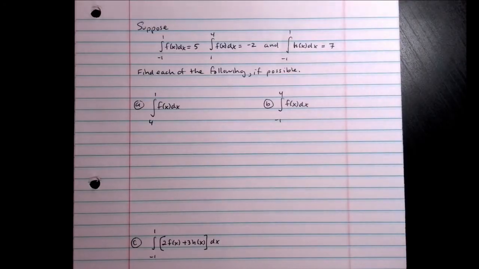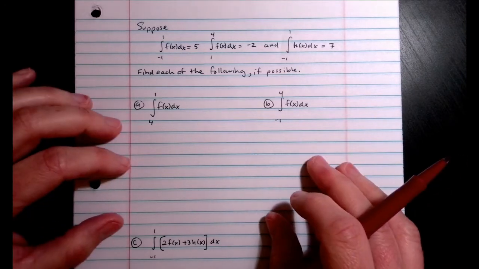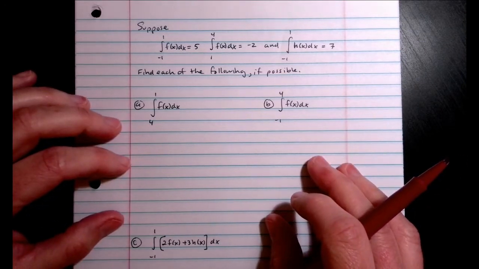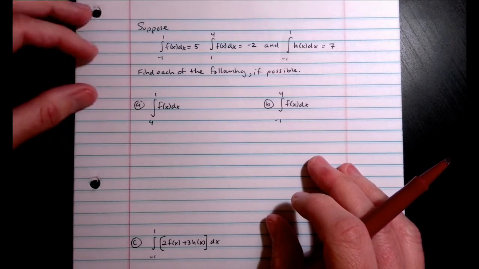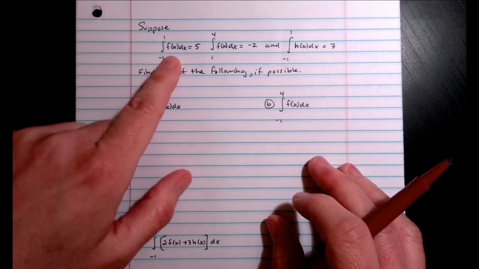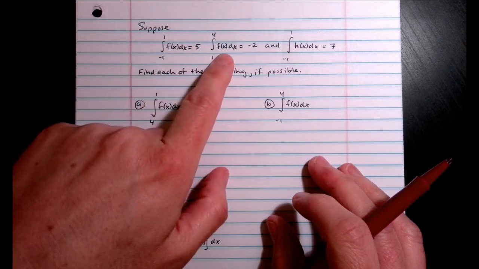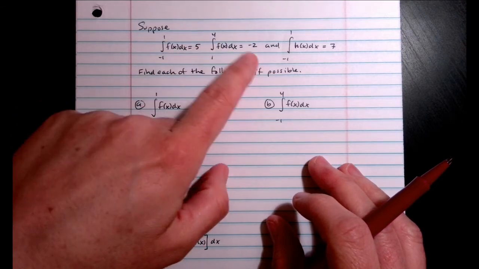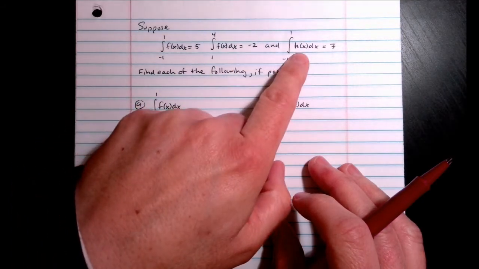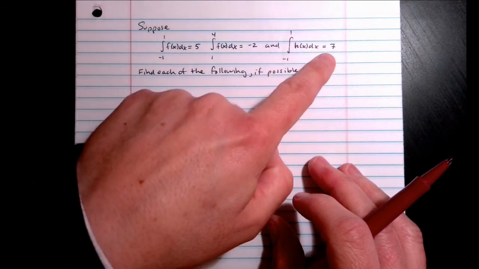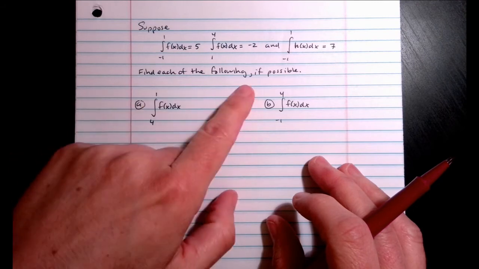Now let's try practicing those properties that we just reviewed. I have a few problems set up for you that I have taken from the textbook. So here's the scenario, or here's the question stem. Suppose the integral of f of x dx from negative 1 to 1 is 5, the integral of f of x dx from 1 to 4 is negative 2, and the integral of h of x dx from negative 1 to 1 is 7. Find each of the following if possible.